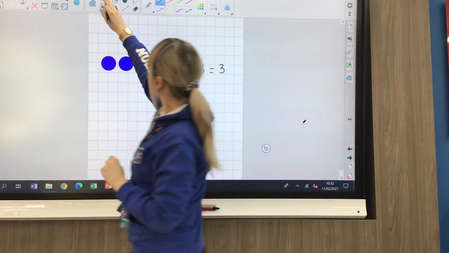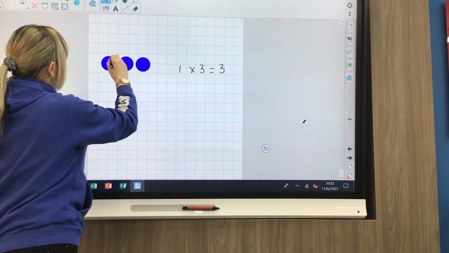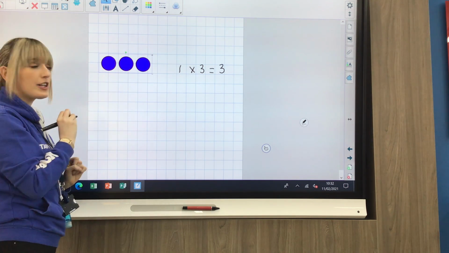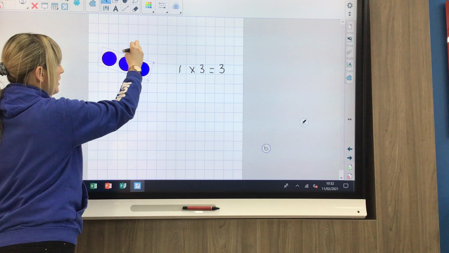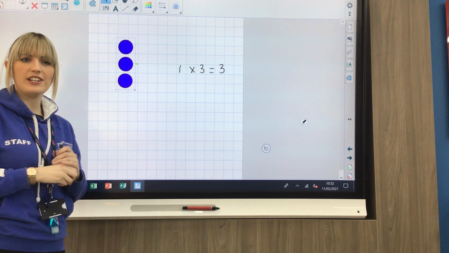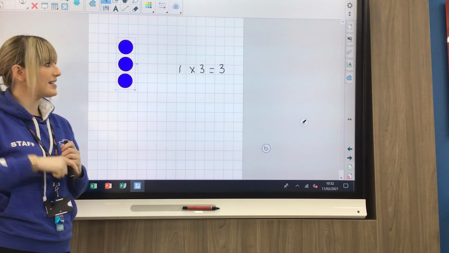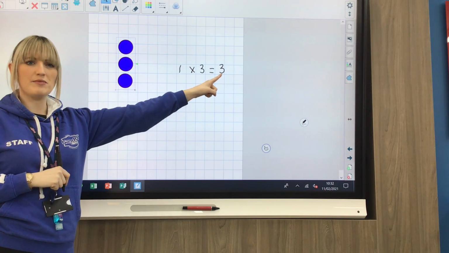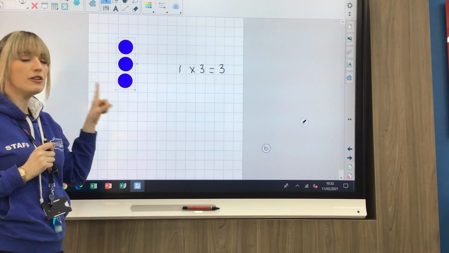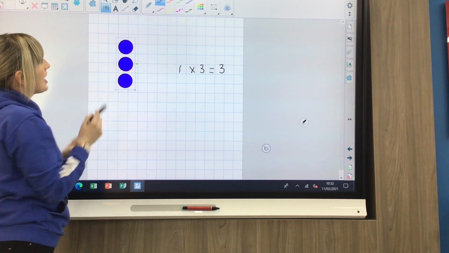Now then, if I turn my array, my picture around, let's have a look. Does my number change? Thumbs up, thumbs down. Have I got any more than 3? No, it stayed the same, hasn't it? But my number sentence has changed.